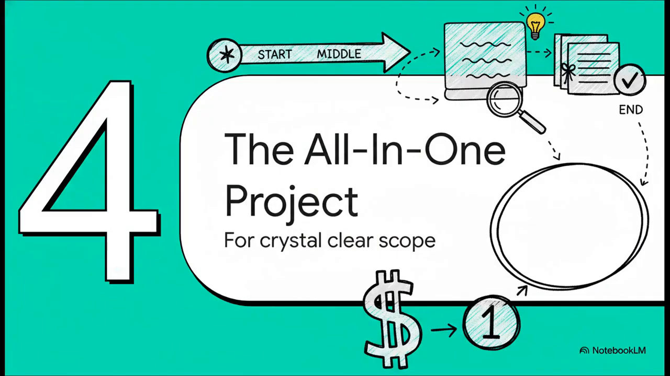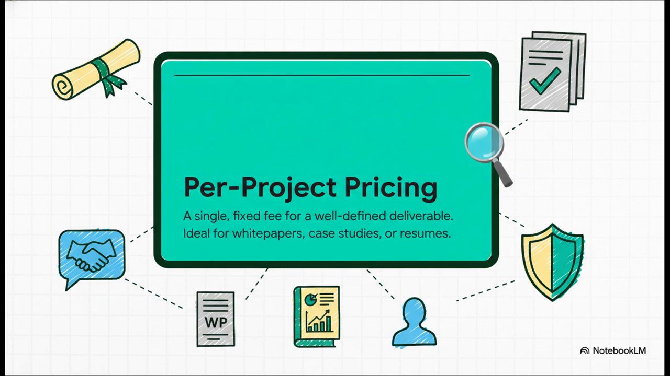And finally, let's look at our third and final category. This one is for those projects where you know exactly what the beginning, middle, and end look like. The scope is defined, the deliverables are totally clear, and you just want one single number to budget for. This is per-project pricing, and it offers the ultimate peace of mind, cost certainty. It's perfect for self-contained deliverables, like a white paper or a set of case studies.